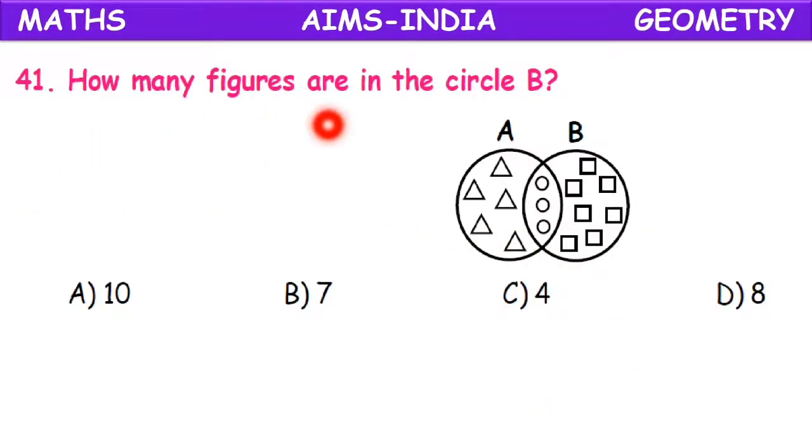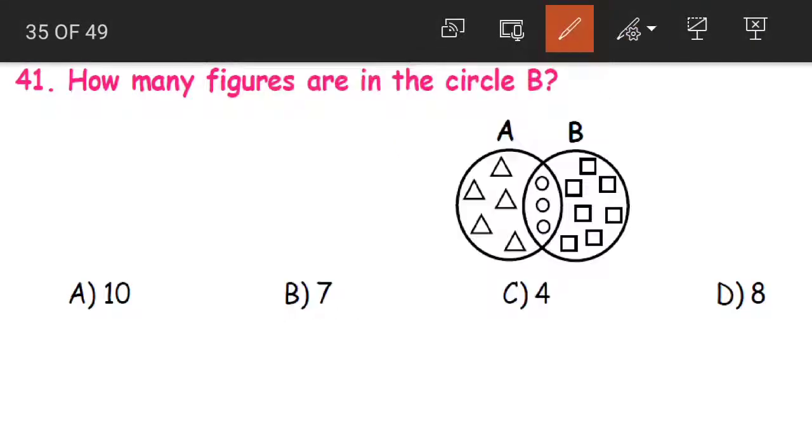Question 41. How many figures are there in circle B? So here we have 2 circles, that are circle A, and then we have our circle B. This entire thing is circle B, yes or no? Yes. So let us count. What should we count? The number of figures in circle B.